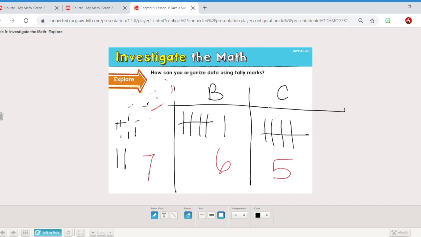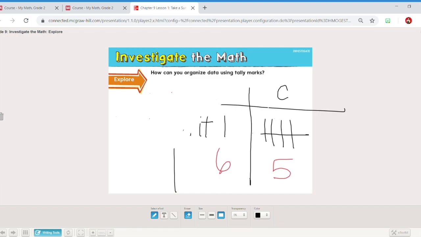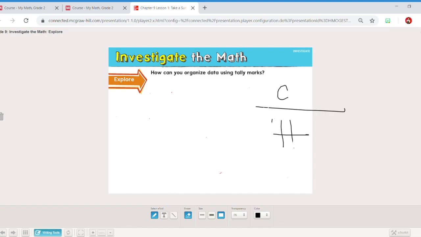While I'm erasing, I'm going to explain this question where it says, how can you organize data using tally marks? As you see, as I'm frantically erasing, tally marks are used to count with. So if you're collecting data, you don't have a total number yet, and it's a lot easier than writing, let's say, 6 and then erasing it and writing 7 and then, oh, I gotta erase that and making an 8. You can just keep adding on tally marks. It makes it a lot easier to keep track of a count.